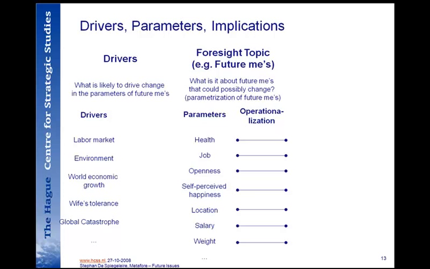Just to give you some examples here, most of them would be external. For instance, the labor market would affect both the location where you would be in the future. It might affect your salary. It might even affect your weight if you're lucky enough to move to California, for instance. But the problem that you have here is that these are frequently very different animals. That's why I, for instance, put my wife's tolerance of my future me in here. Sometimes these are really apples and oranges.